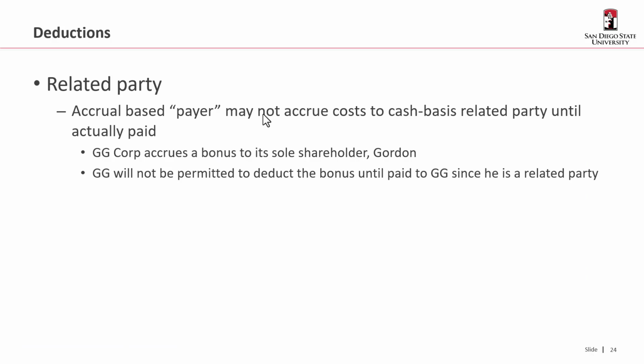Okay, so another place this happens is in related parties when an accrual-based taxpayer tries to accrue and therefore deduct costs to a cash basis related party. And the reality is they may not accrue those costs until they are actually paid. So GG Corp accrues a bonus to its sole shareholder, Gordon, but GG Corp will not be permitted to deduct that bonus until it is actually paid to Gordon, since he is a related party. So that should say Gordon, not GG. Paid to Gordon, since he is a related party.